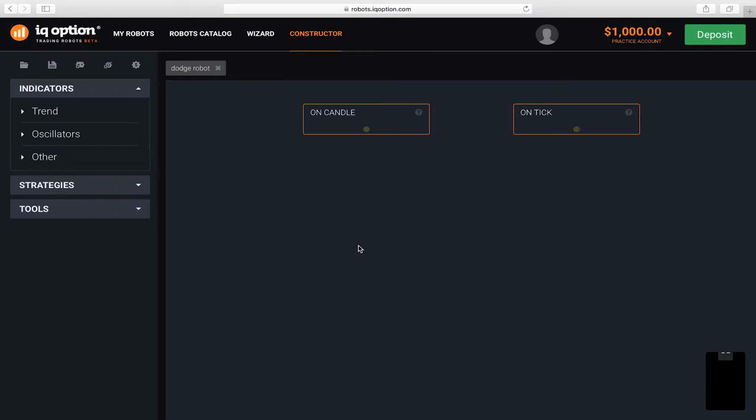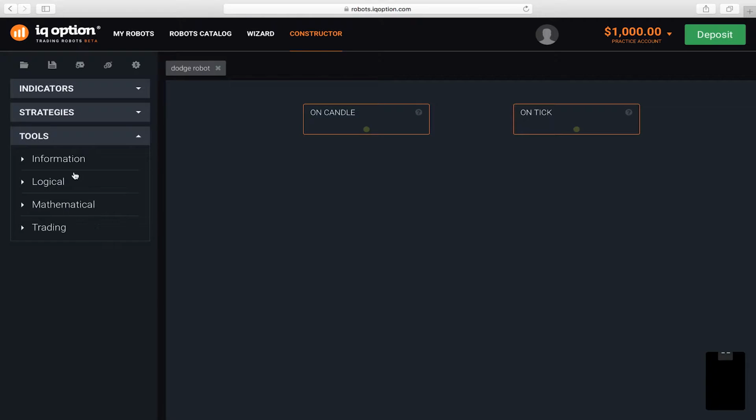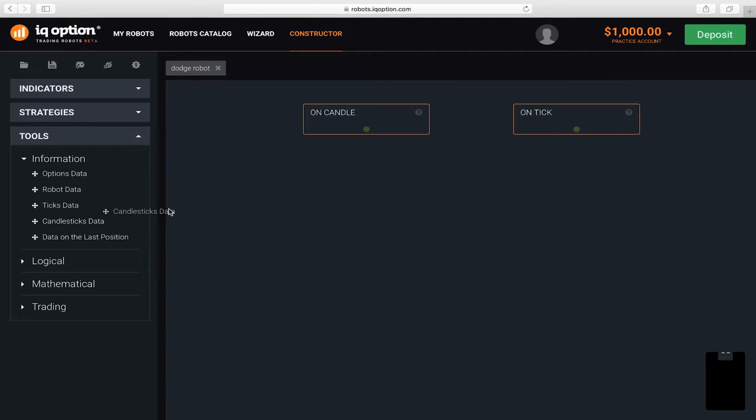You can see that the designer already has two starting blocks, on candle and on tick. This strategy is based on candles, so we'll use the on candle block. However, the on candle block only gets information about the last candle, while we need the last two. Go to Tools, Information, and find the Candlestick Data block. Then drag it to the designer.